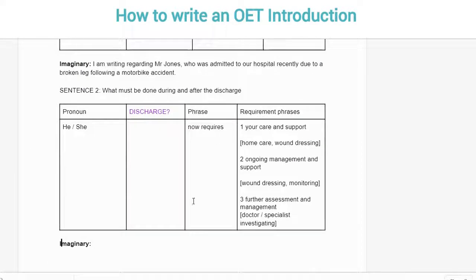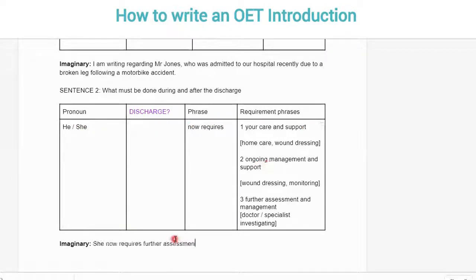So I'm going to do some imaginary sentences for sentence 2. Raji, just give me an example of this, please. Okay, sir. He or she now requires your further care and support. It's easy, right? She's just reading this. Good, right? Yeah. So let's just get Jancy. Can you read one for me, please? She now requires ongoing management and support.